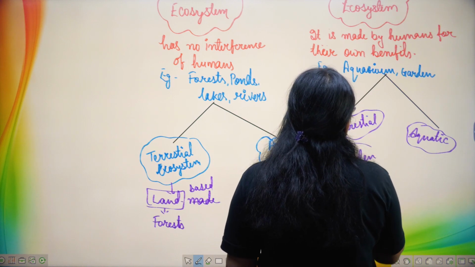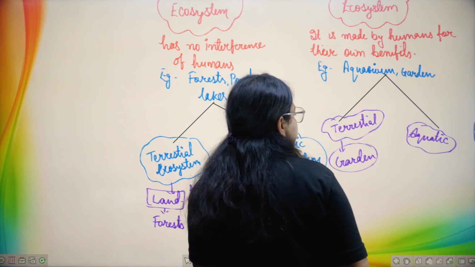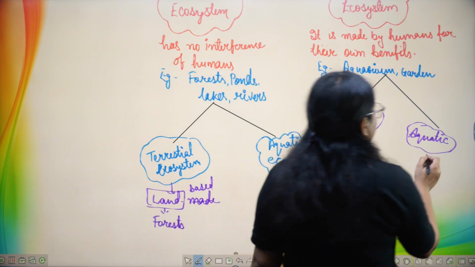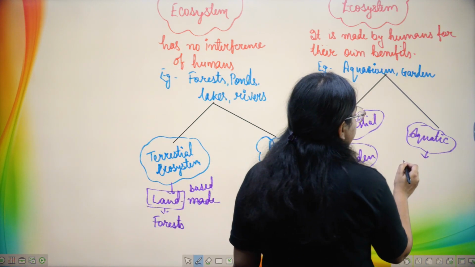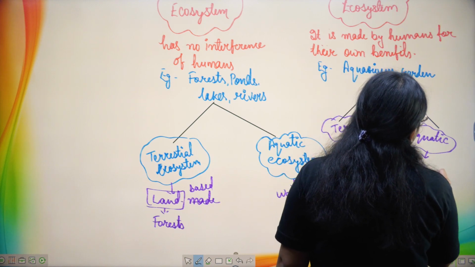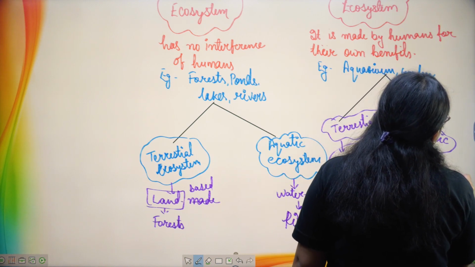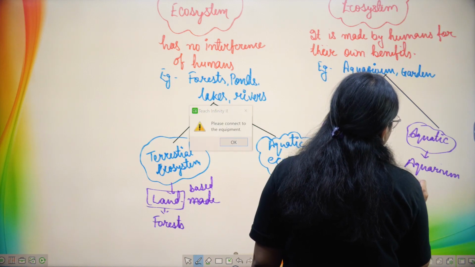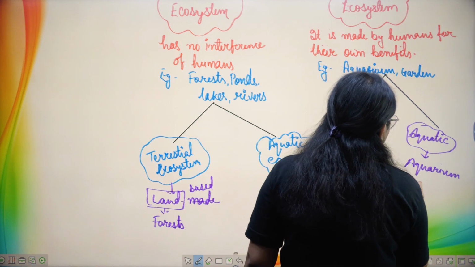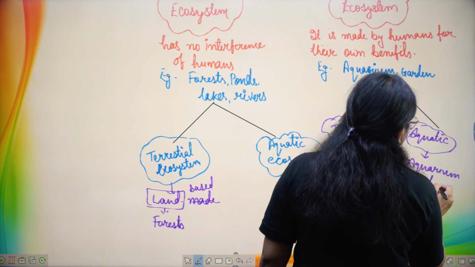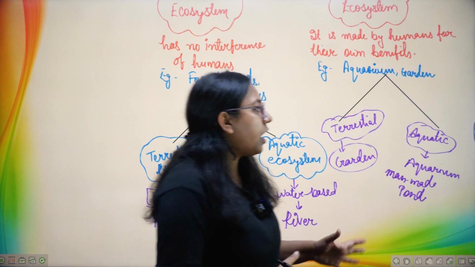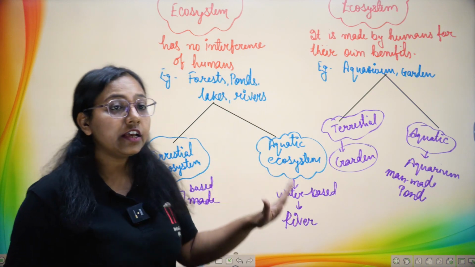A garden is an artificial ecosystem, but it is on land. And those which are water based, such as an aquarium, or a man-made pond you must have seen sometimes, are also artificial ecosystems. I hope this is very clear.